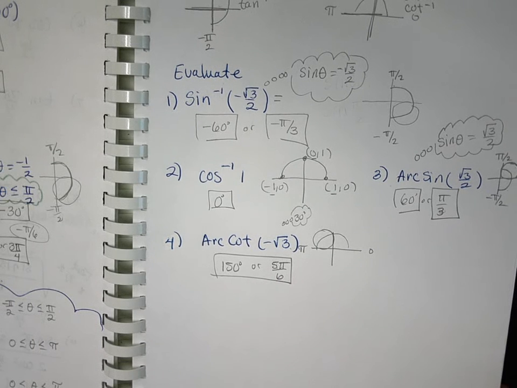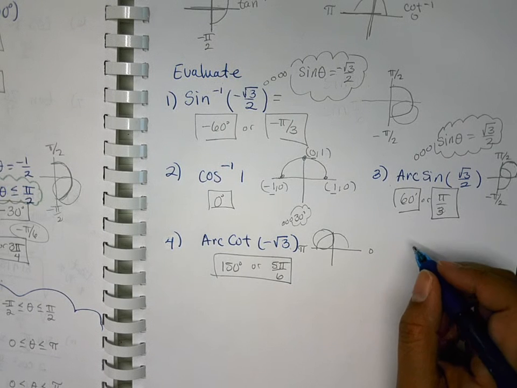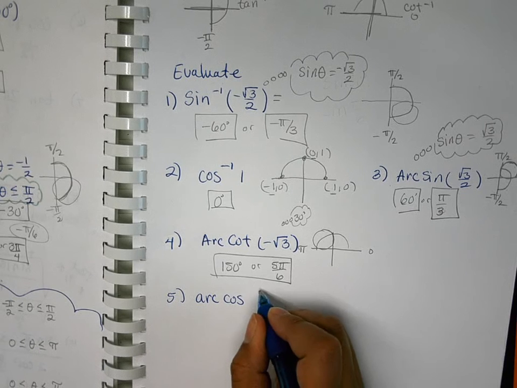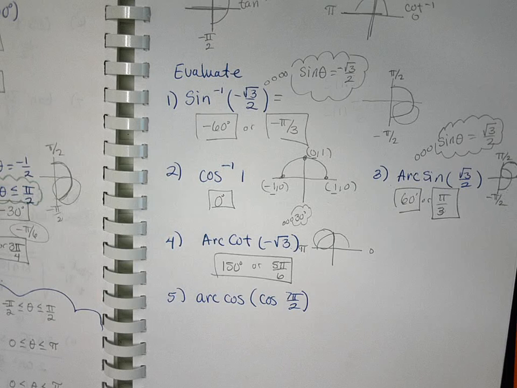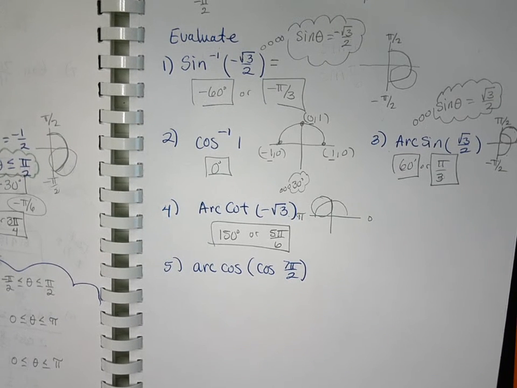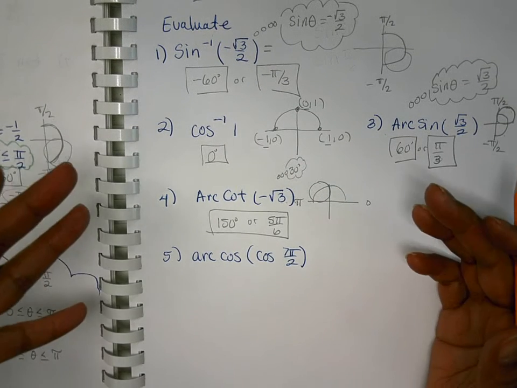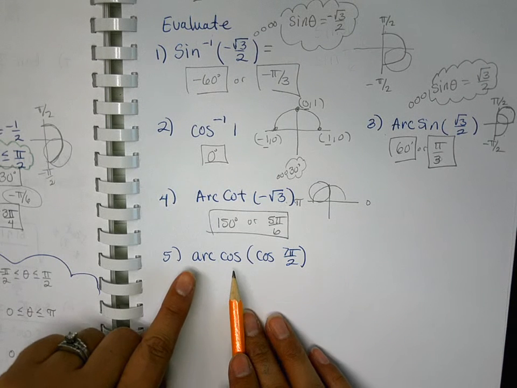All right, number 5. Arc cosine of cosine of 7 pi over 2. Now, I really want to spend some time on this one. How is this different from the other ones? There's two pieces. It's like a composition. Remember when you guys did f of g of x before? Yes? You have done that before. Composition of functions. We're doing arc cosine of cosine.